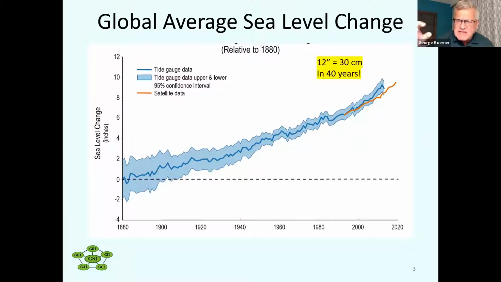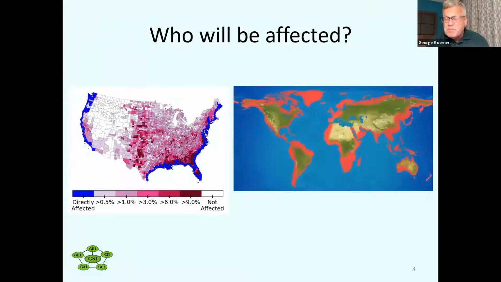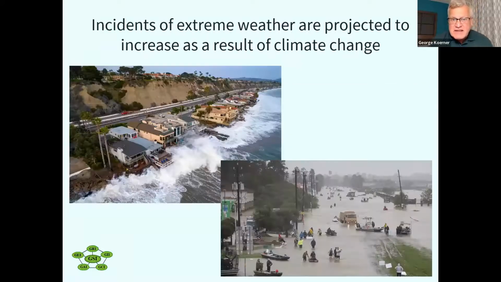And this is, again, three sets of data that show you this, and they corroborate one another. So this is troubling in and of itself. And that curve looks like it's increasing exponentially. Who would be affected? I show you in the US, but then globally, anybody in red there is going to be affected. The incidents of extreme weather are in the news, as Ryan pointed out, and it's projected to increase over time. The Philadelphia metro area has experienced the 100-year storm 10 times in the last 6 years.